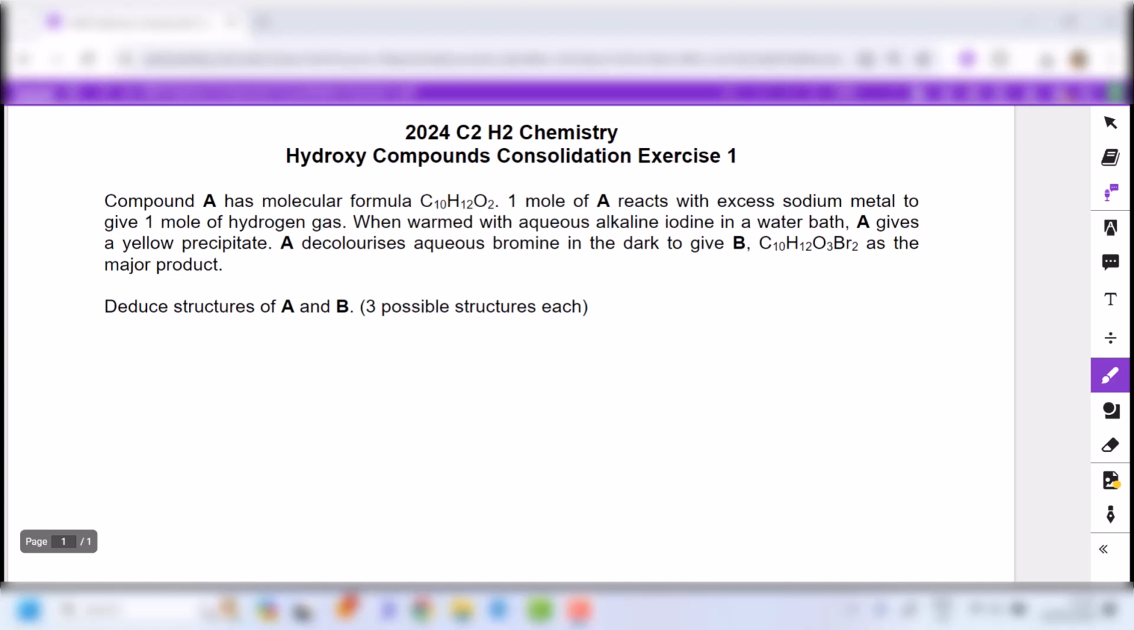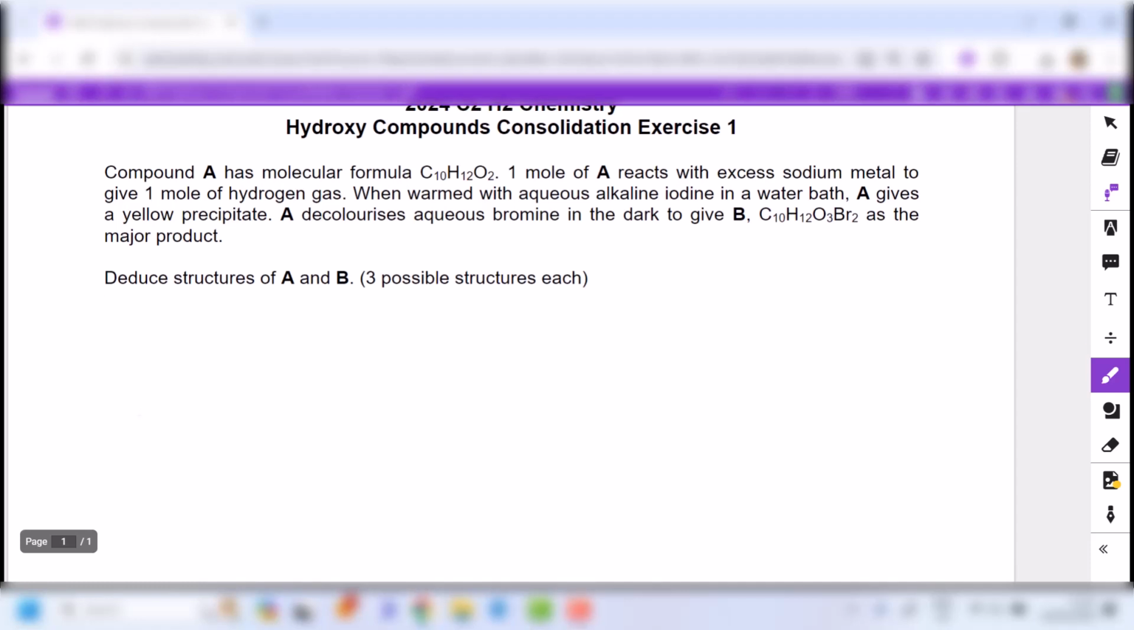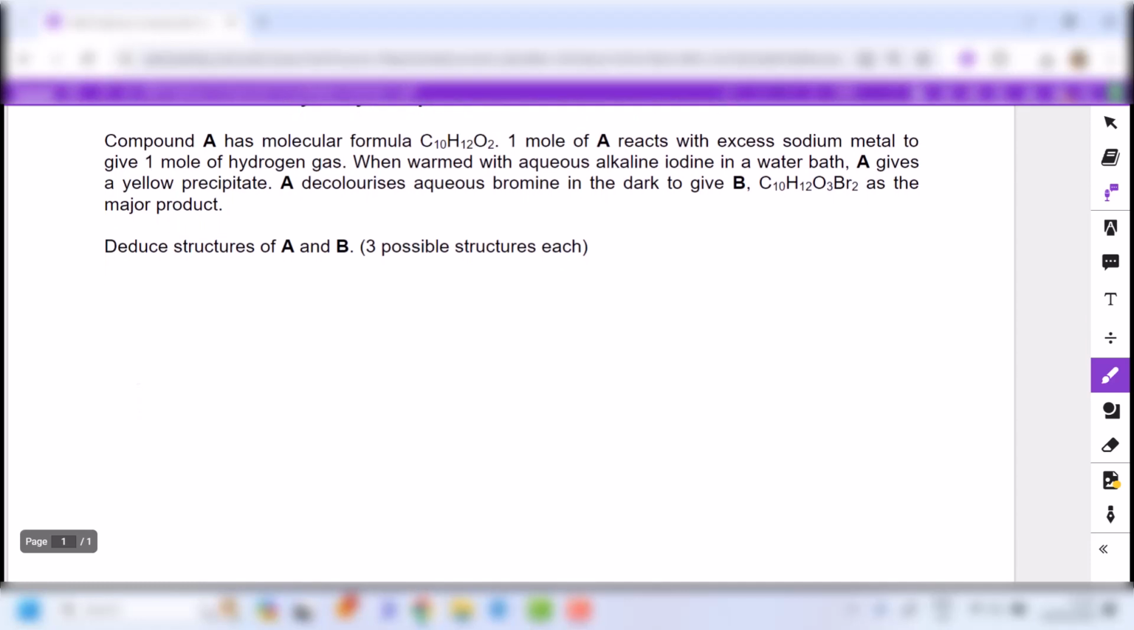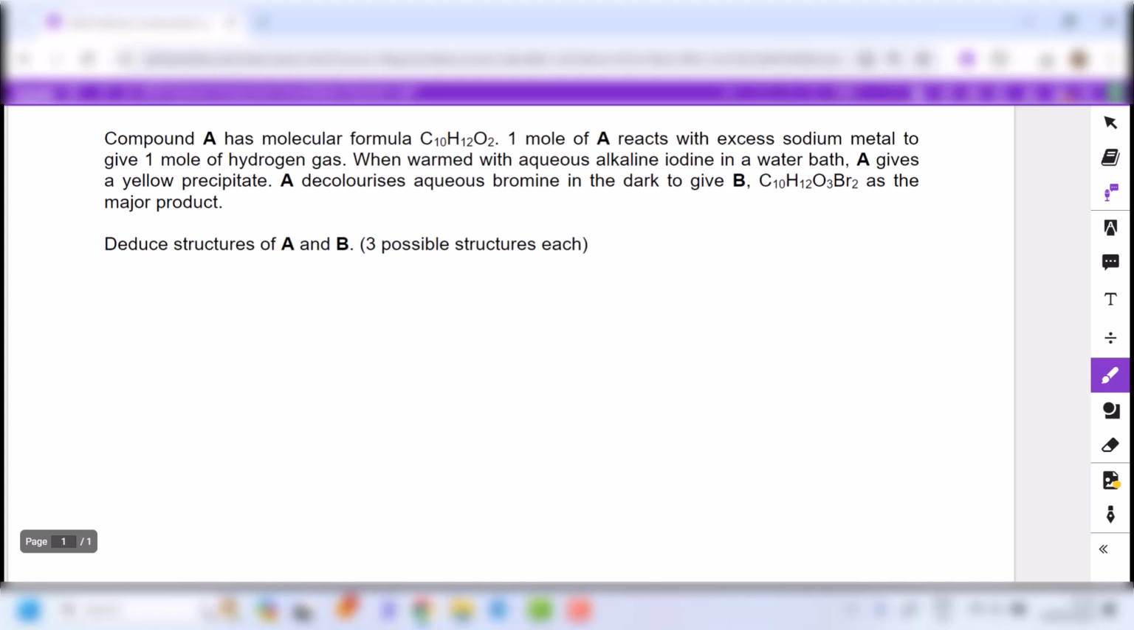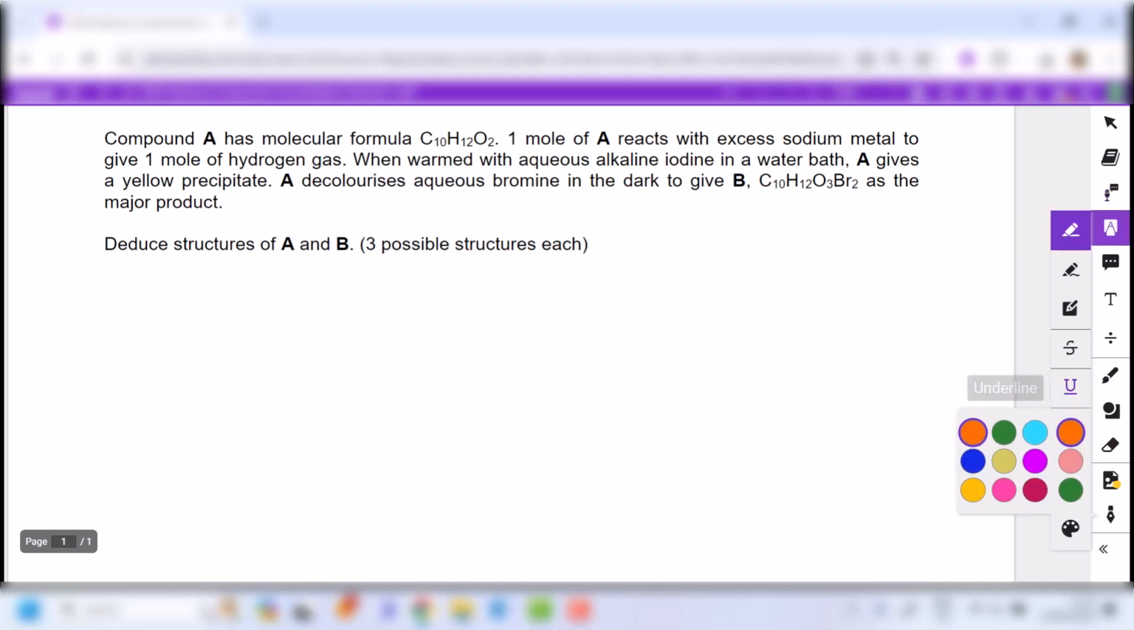Alright, so we are going to review hydroxyl compounds consolidation exercise 1. This is quite a difficult one. So I'm going to go through step by step in the problem solving process so that you guys will have a clearer picture how we can go about getting the answers. The question seems deceptively simple because of the relatively simple molecular formula of C10H12O2.